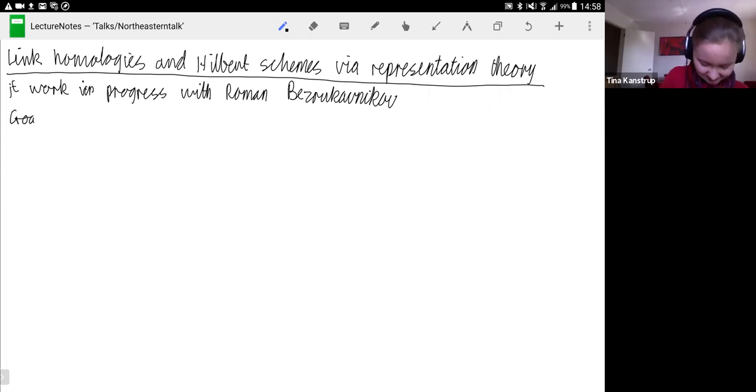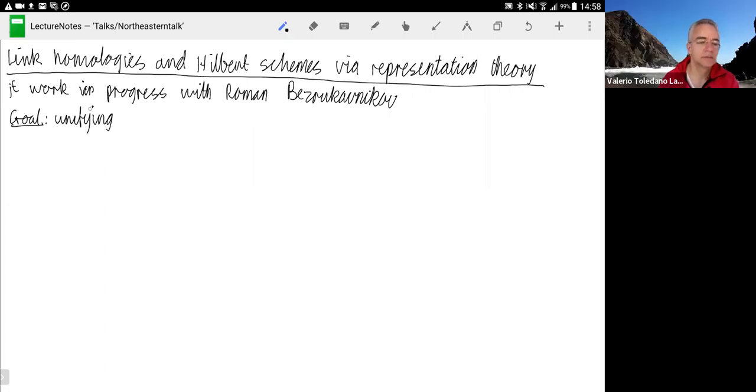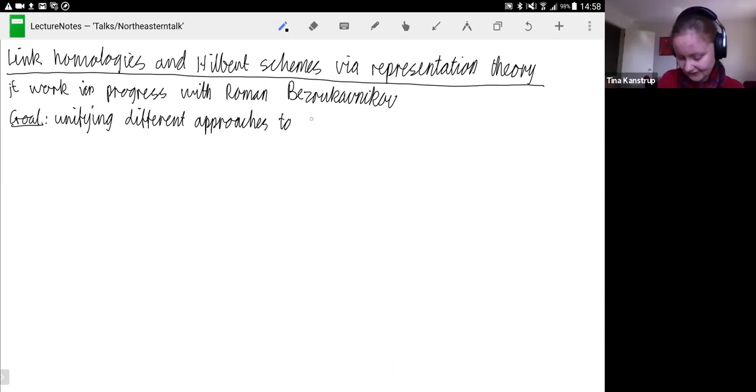So the goal: unifying different approaches to Khovanov-Rozansky homology.